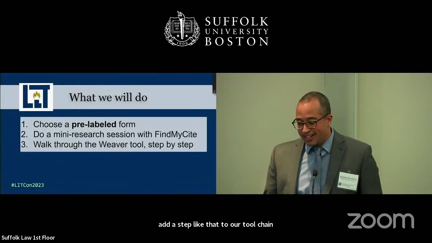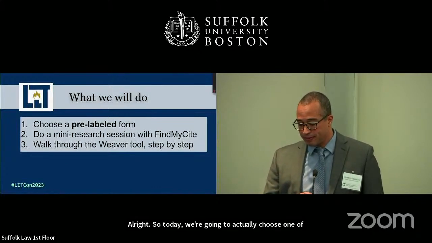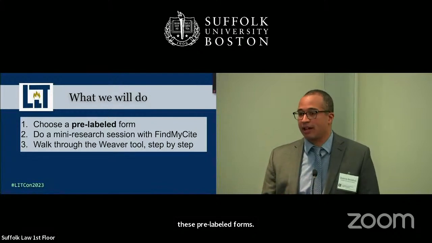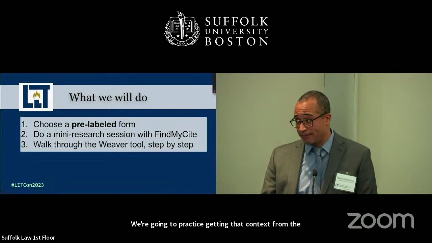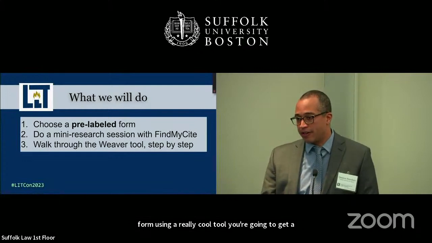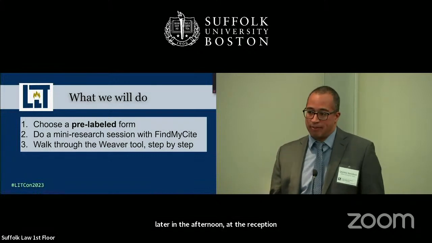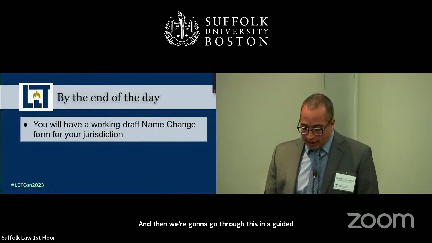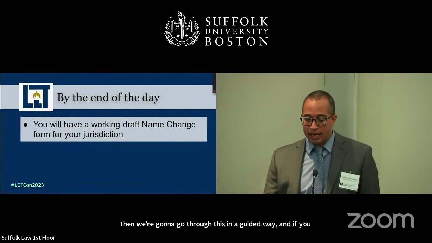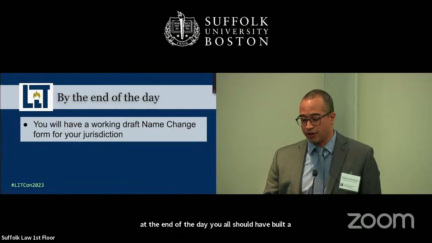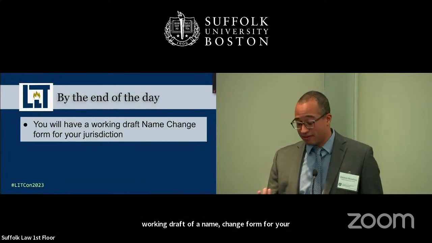All right. So today we're going to choose one of these pre-labeled forms. We're going to practice getting that context from the form using a really cool tool you're going to get a preview of today. You're going to learn more about that later in the afternoon at the reception. And then we're going to go through this in a guided way. By the end of the day, you all should have built a working draft of a name change form for your jurisdiction. We're going to try to do all of this in about the next hour, and I think you're all going to be successful.